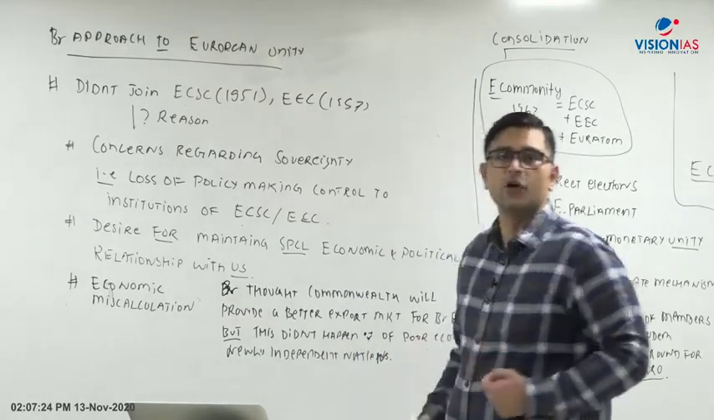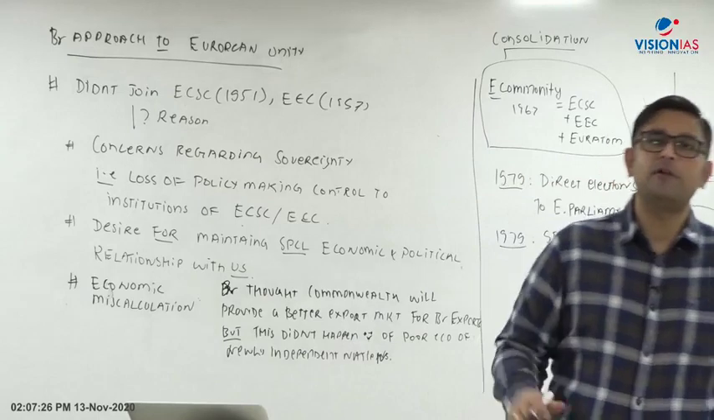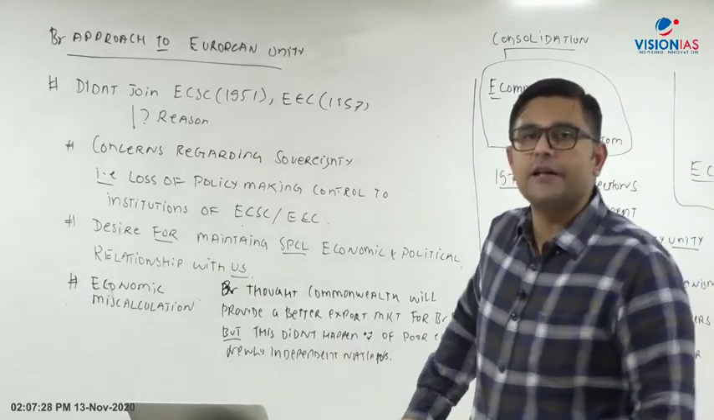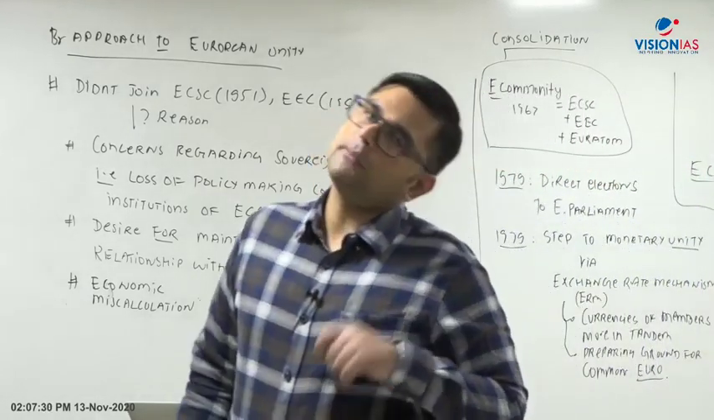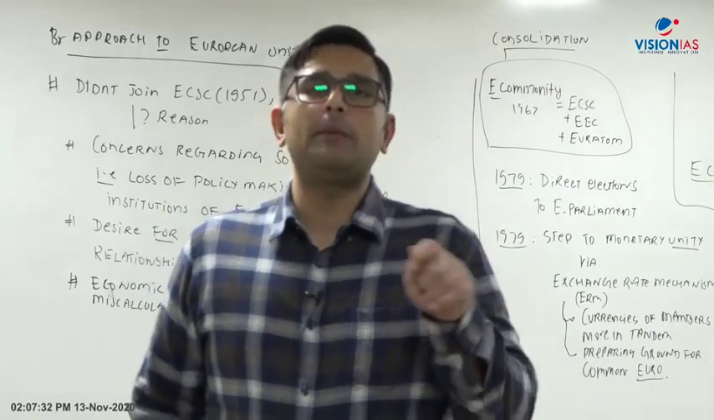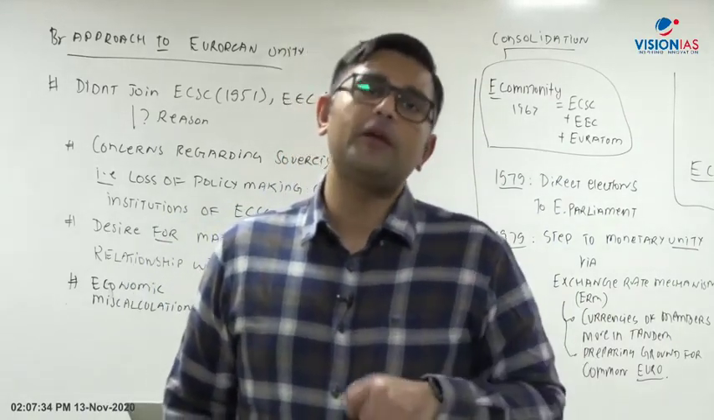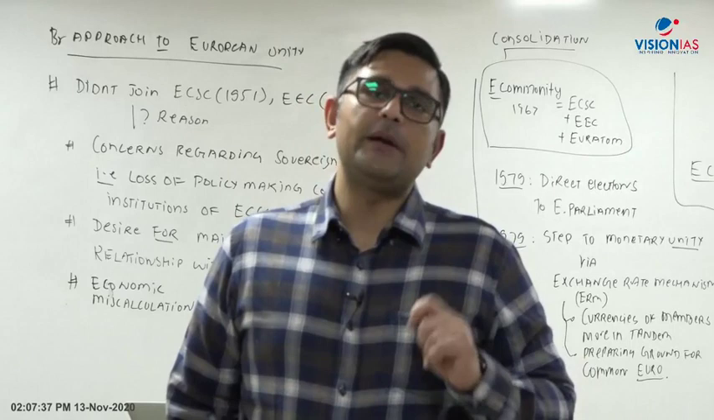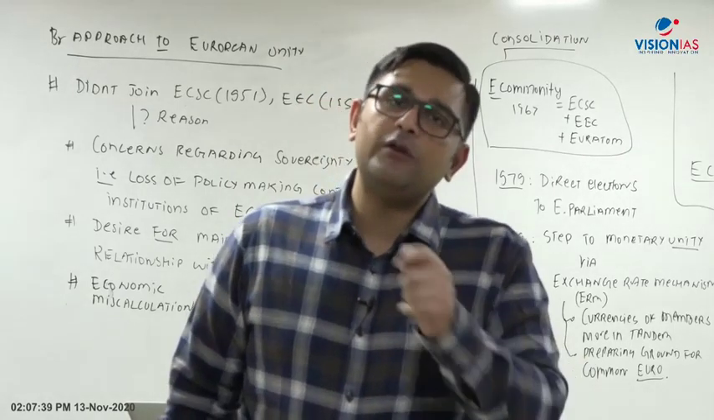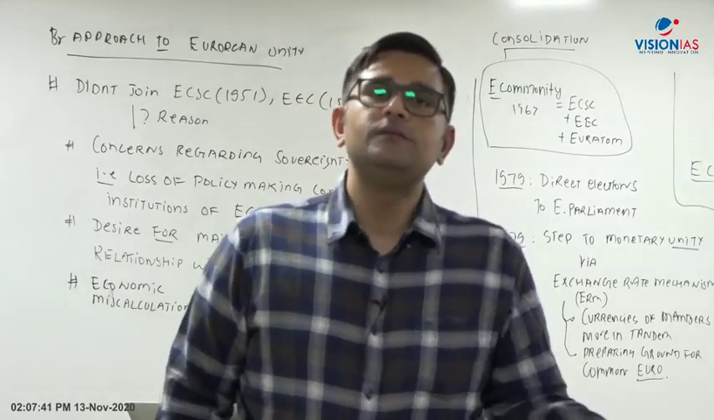So, but this did not happen. So therefore, from the time period of 1961, the Britishers realized that they had made a mistake. So from 1961 onwards, the Britishers wanted to be part of the European Community or European Economic Community, right, which had been established in 1957. But now the French did not allow the Britishers to enter.